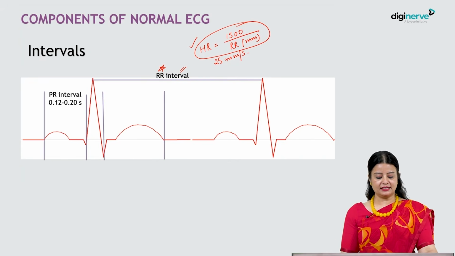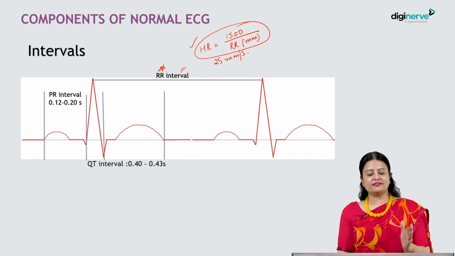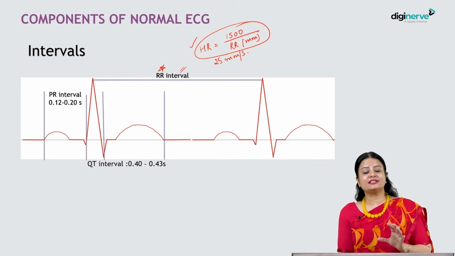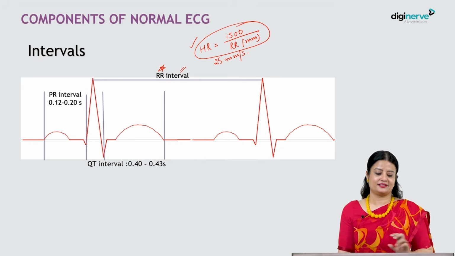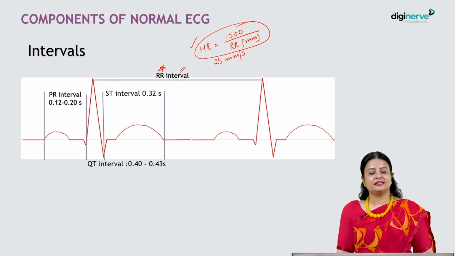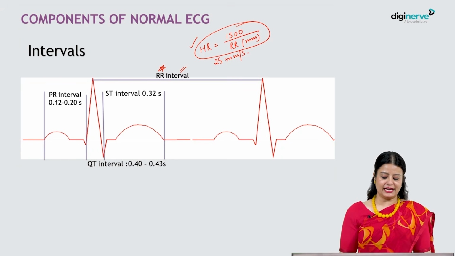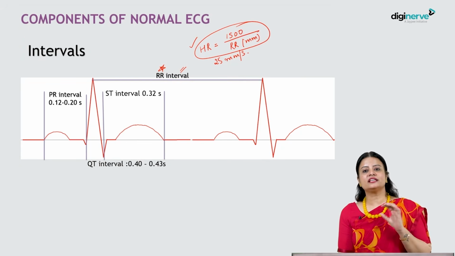The next interval is the QT interval. It begins from the Q wave and it ends at the end of the T wave. This talks about the entire ventricular depolarization and repolarization. So its duration is 0.40 to 0.43 seconds. The next is the ST interval, from the beginning of the S wave to the end of the T wave. It denotes the time taken by the ventricles to repolarize.